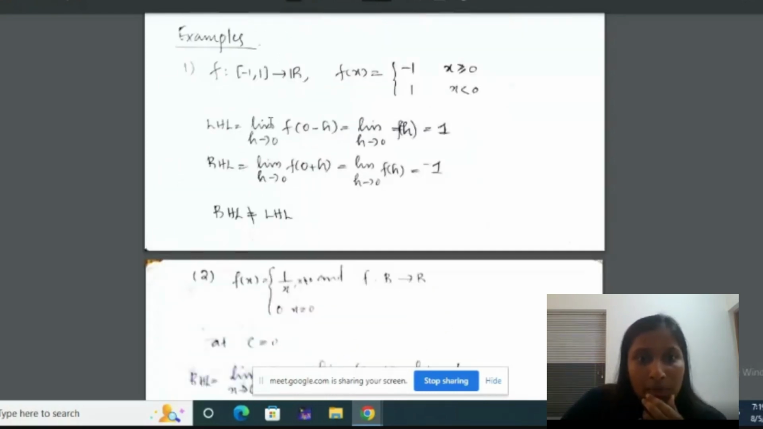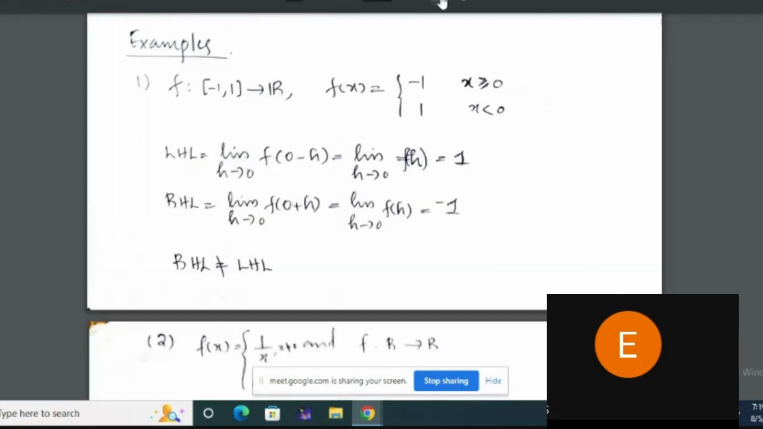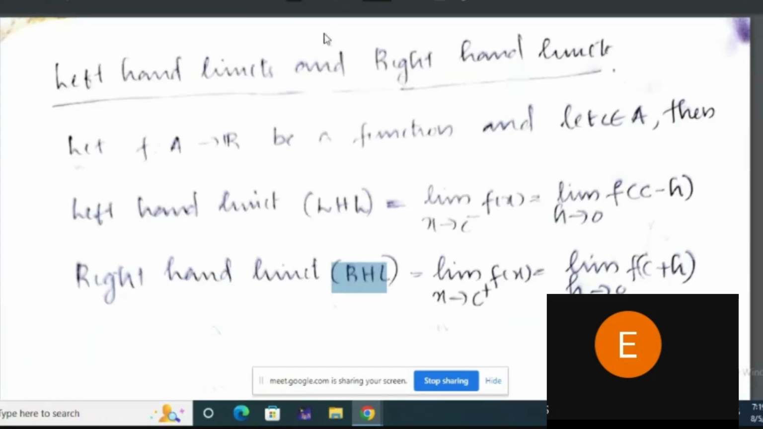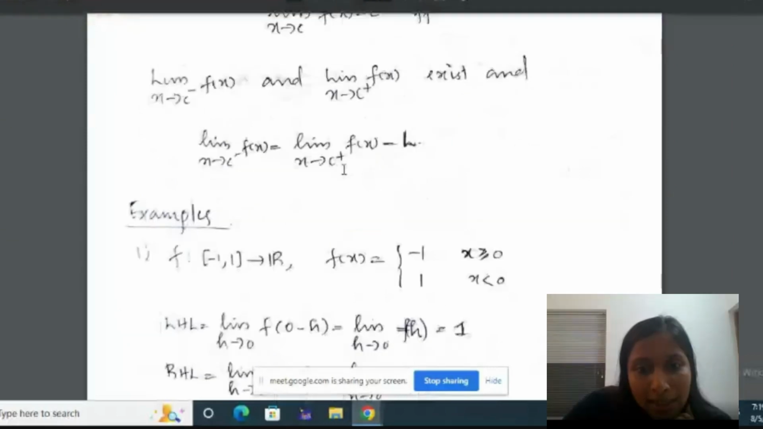So the first one is, we consider a signum function. So just Anjali, sir. Anjali, you can zoom the screen to fit. Okay. I think so that it will become more visible to others. Okay. Is this okay?